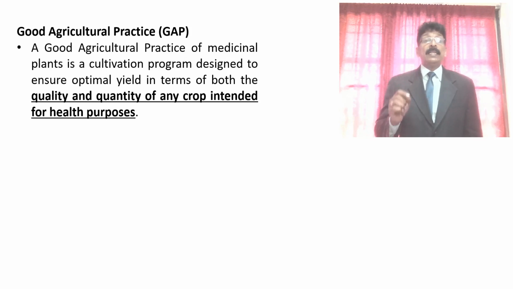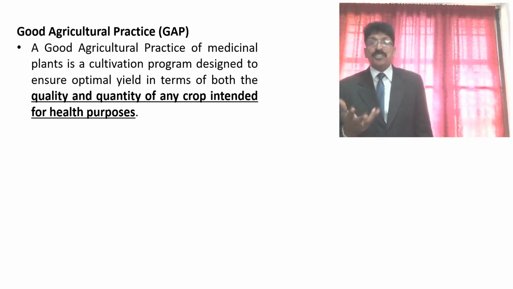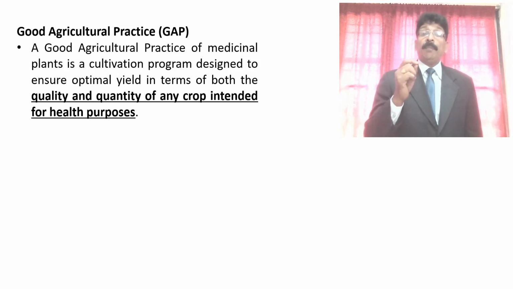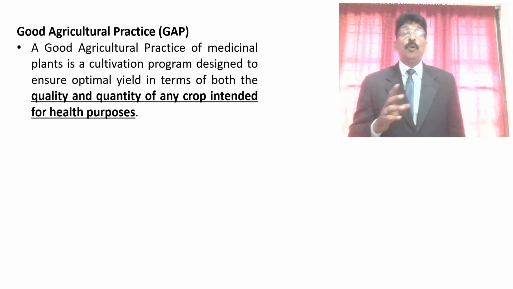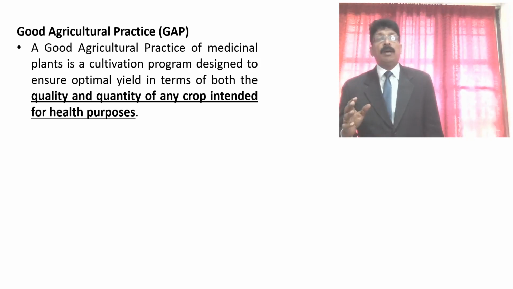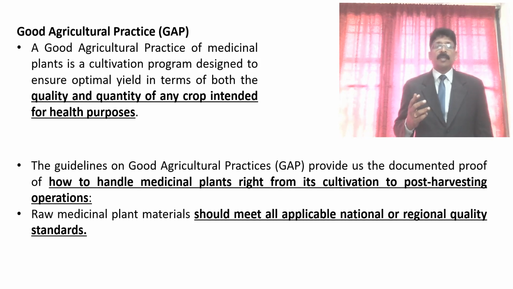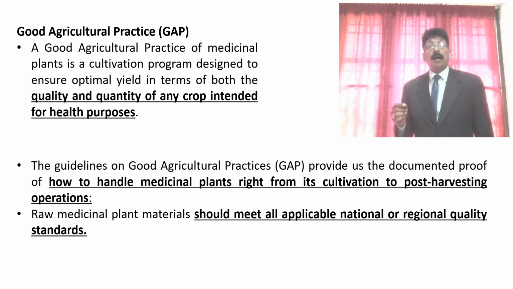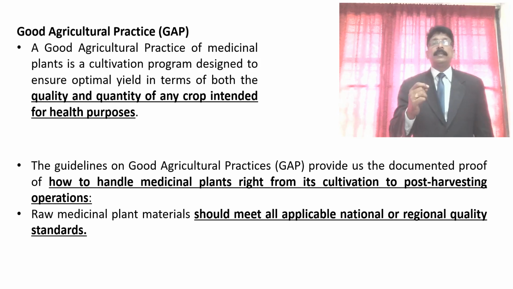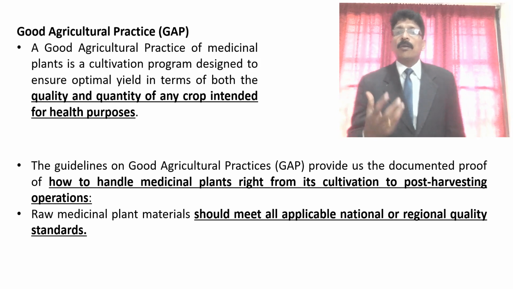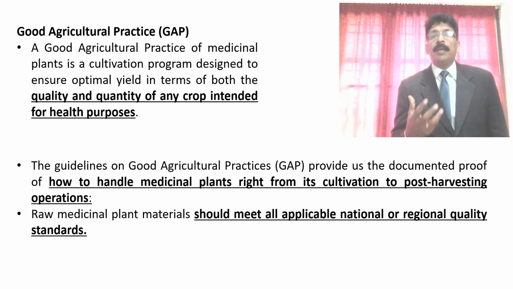of medicinal plants is a cultivation program designed to ensure optimal yield in terms of both quality and quantity of any product or any crop intended for health purposes. The good agriculture practice is mainly for quality and quantity. Both of them are maintained by means of the practice which you intend.